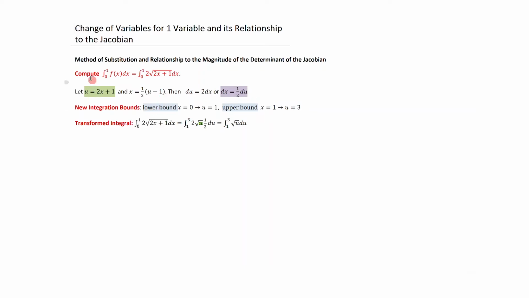Now, if we're doing a transformation of variables or substitution of variables, there'll be new integration bounds. So for instance, x equals 0 becomes u equals 1. You do that by just substituting x equals 0 into the expression here. The upper bound will be x equals 1. If you put that in here, then you get u equals 3. And so therefore the transformed integral will take on this form. This is the original integral, and this is the transformed integral. So this u is from this expression here.